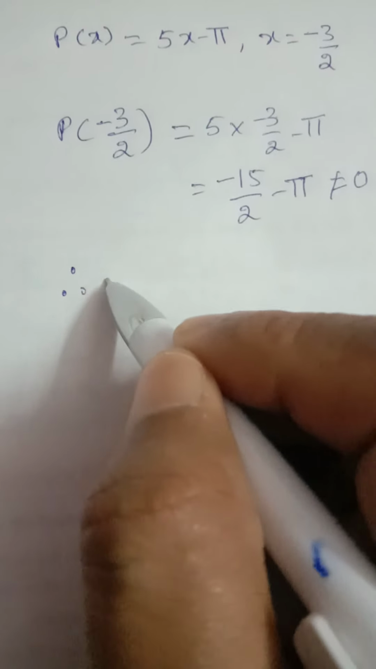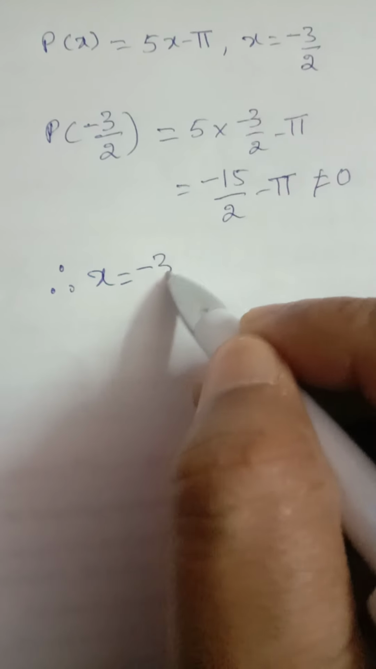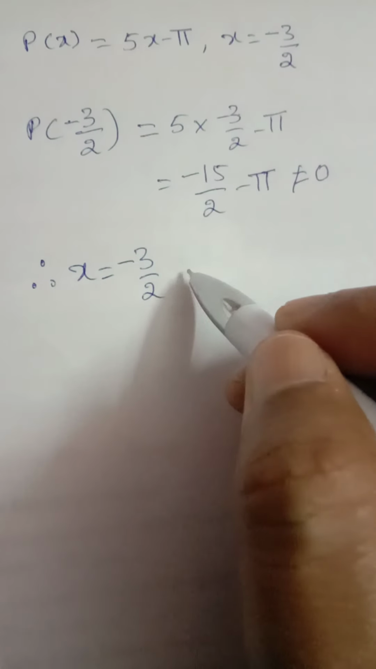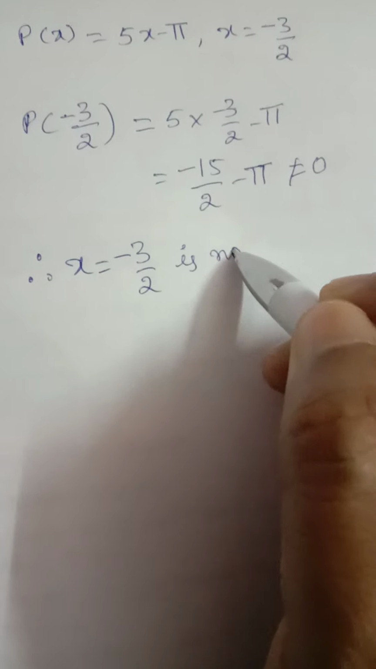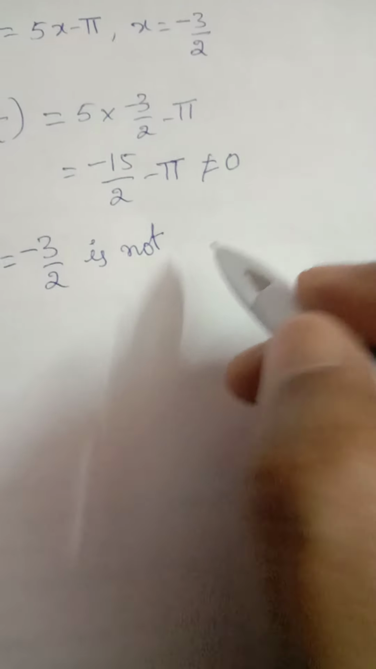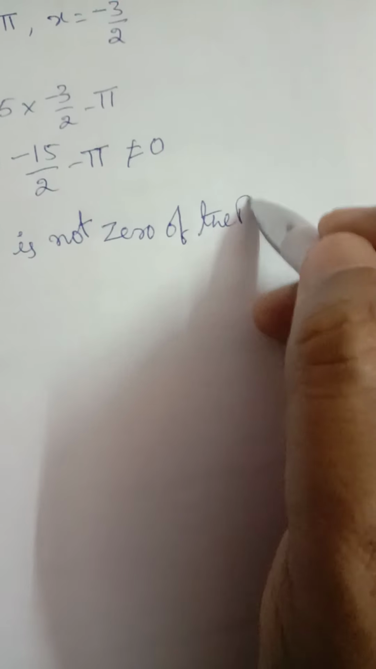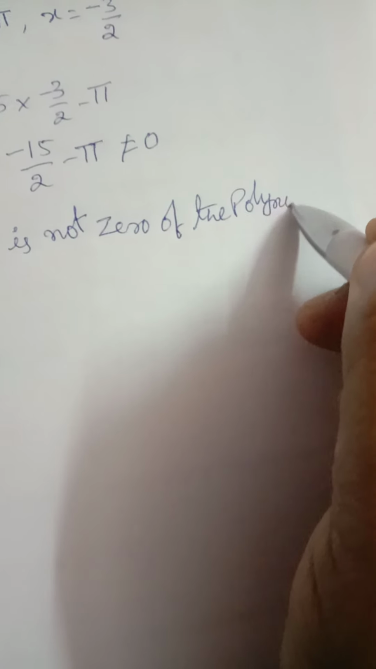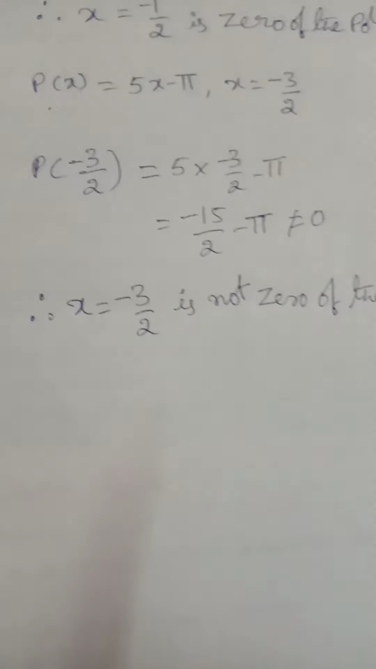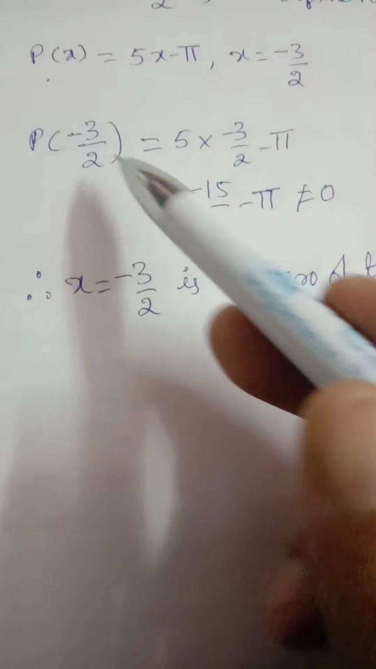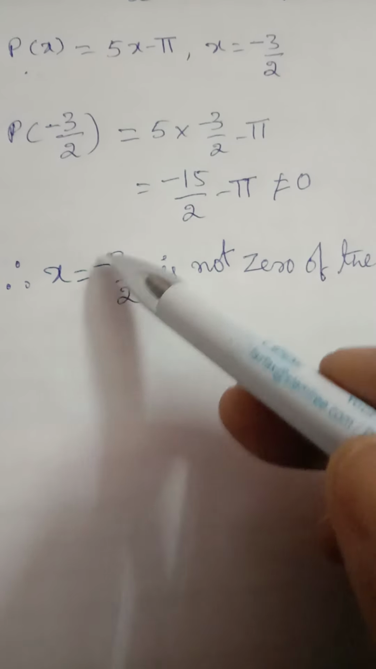Therefore x is equal to minus 3 by 2 is not a 0 of the polynomial p of x. P of minus 3 by 2 is not equal to 0. Therefore x is equal to minus 3 by 2 is not a 0 of the polynomial.